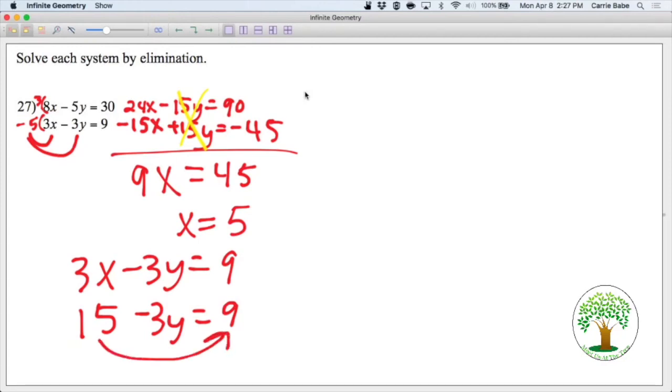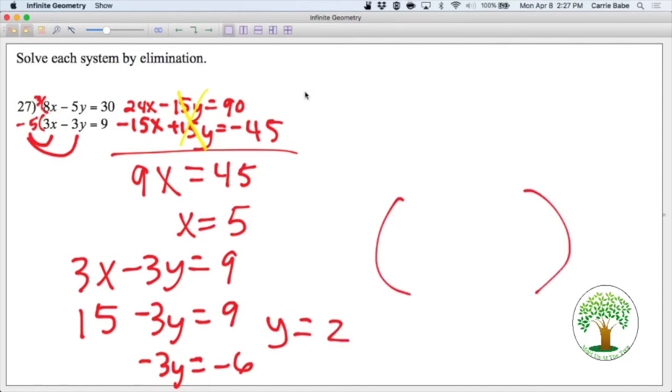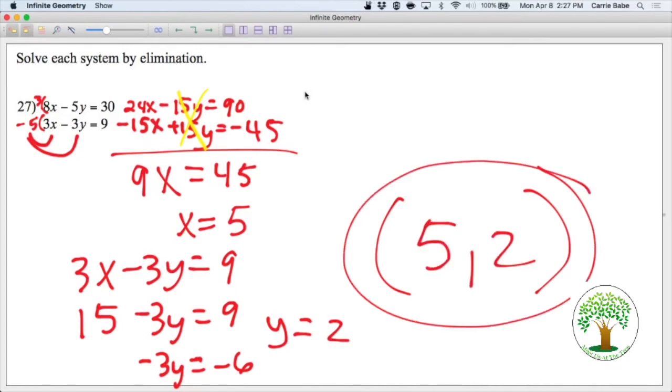Subtract that 15 over. 9 minus 15 is negative 6. Negative 3y equals negative 6, so y equals 2. The answer is the ordered pair 5, 2. And order does matter here, correct? That is correct. That's why it's called an ordered pair, because the order does matter.